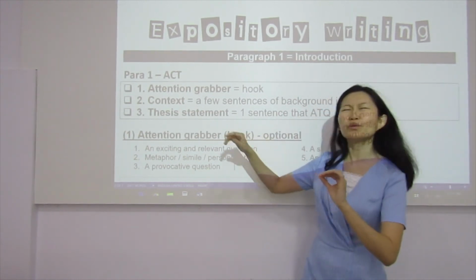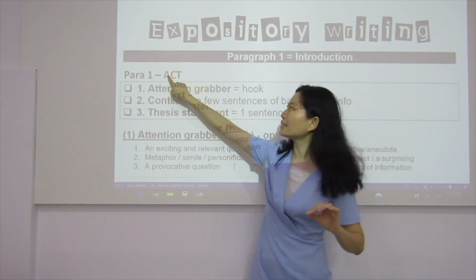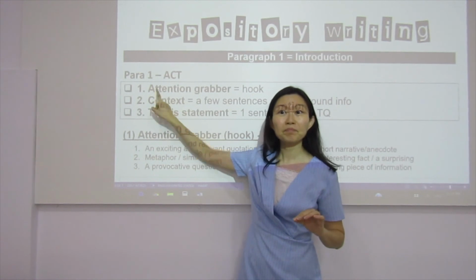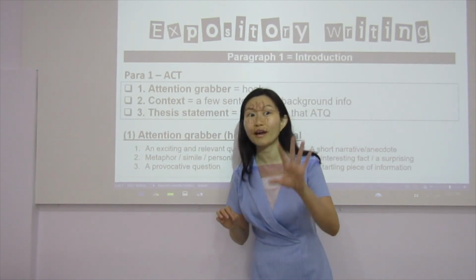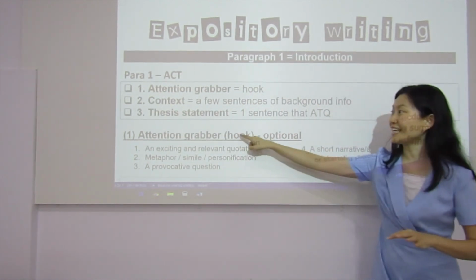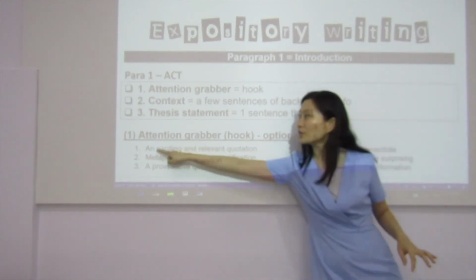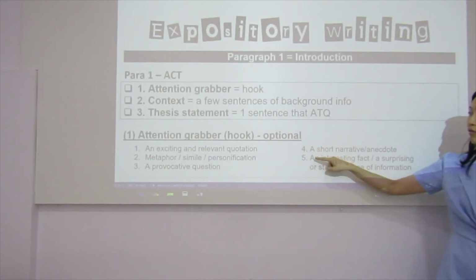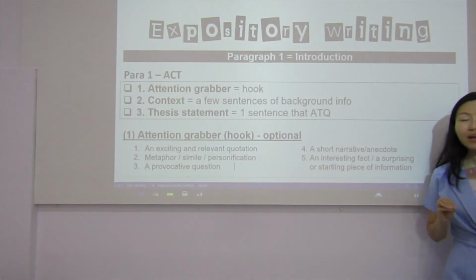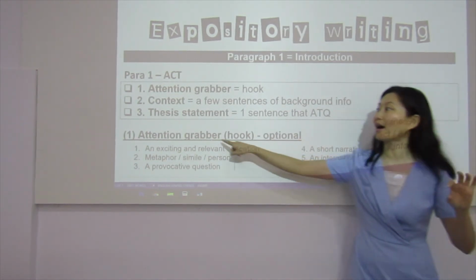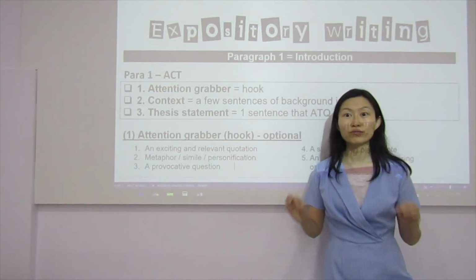Right, so what do we mean by A? The A stands for attention grabber. Now I'm going to show you there are 5 different attention grabbers here. You see 1, 2, 3, 4, 5. Notice I've named these 5. All these 5 are actually attention grabbers.